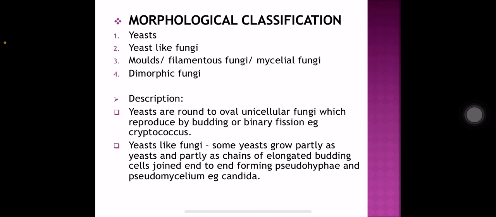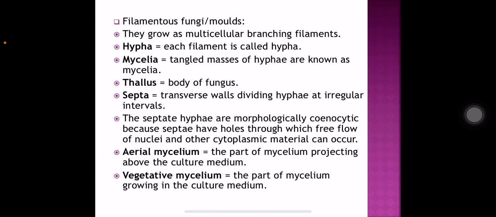Then second category is yeast-like fungi. Some yeast grow partially as yeast and partially as chains of elongated budding cells joined end to end, forming pseudohyphae and pseudomycelia. These yeast-like fungi form pseudohyphae and pseudomycelia. An example of yeast-like fungi include Candida. So yeast में के एग्जाम्पल में आएगा क्रिप्टोकोकस और yeast like fungi के एग्जाम्पल में आएगा कैंडिडा. कैंडिडा में pseudohyphae और pseudomycelium formation होता है.